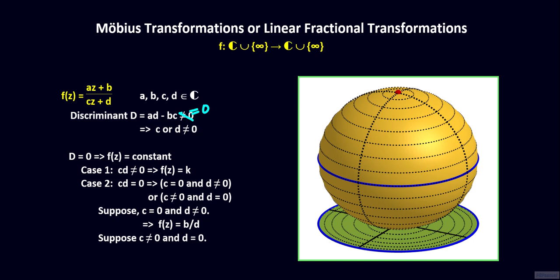Now this time, suppose c is non-zero and d equals 0. ad will equal 0, and so will bc. Since c is not equal to 0, this will mean that b equals 0. And f of z equals az divided by cz, which is equal to a over c, another constant. And so to avoid mapping the extended complex plane to a single point or complex number, the discriminant must not be equal to 0.